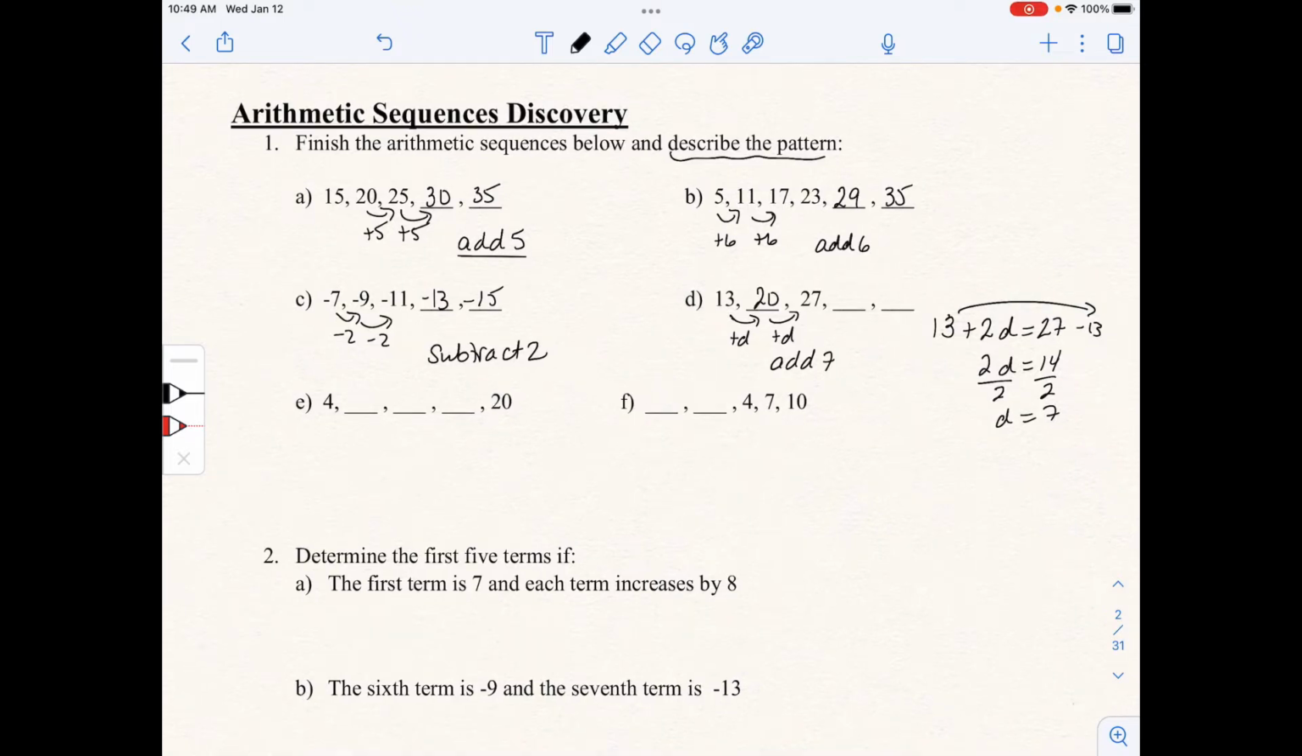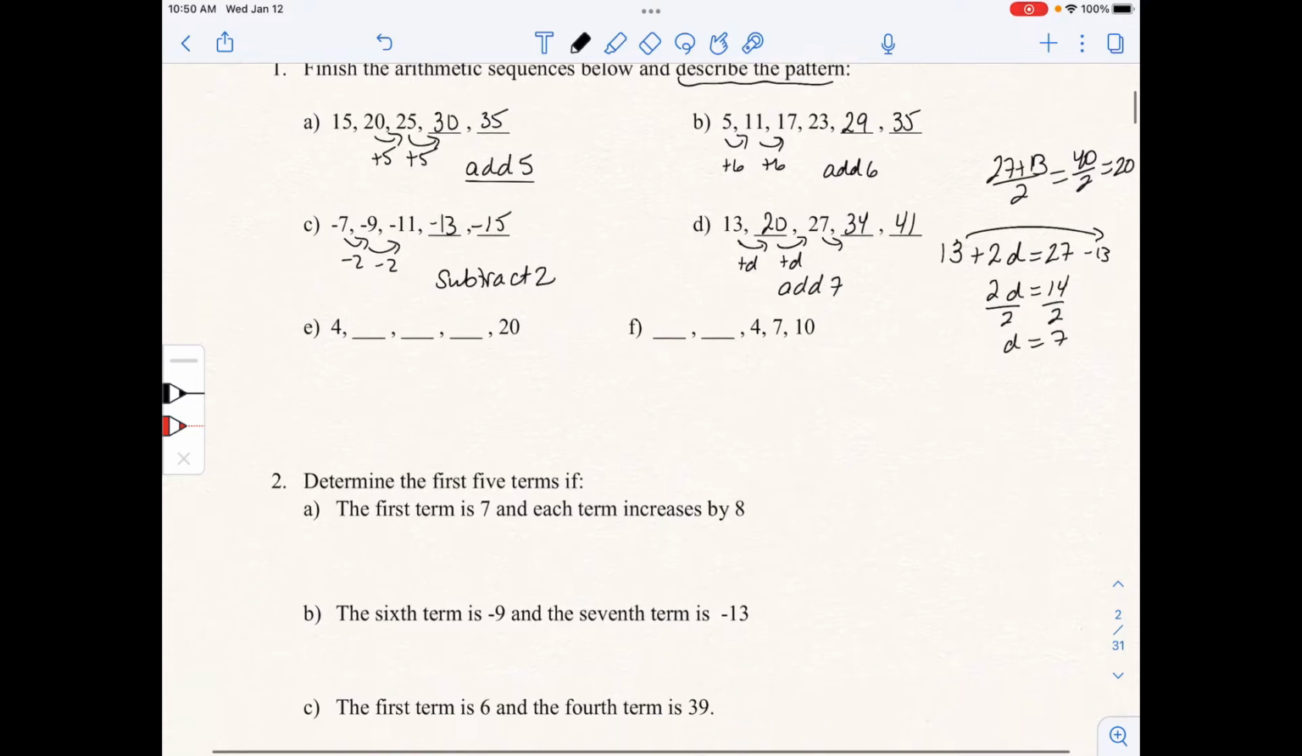And some of you might just have been able to eyeball that. It's in the middle, right? It was in the middle of 27 and 13. So we could also have said the middle of 27 and 13, right? Some of you might have said 27 plus 13 divided by 2 is 40 divided by 2, which is 20. And then, of course, adding 7 gives us 34 and 41.